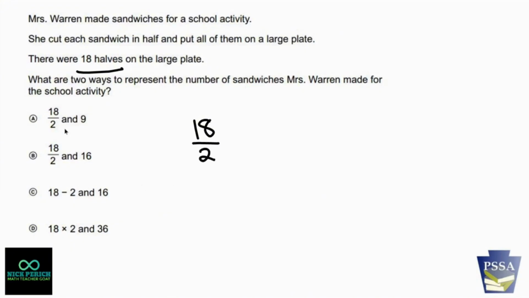Now, looking at my options, A is a possibility, B is a possibility. C doesn't have that option, so let's get rid of it. Also, D doesn't have that option. Let's get rid of that one too.